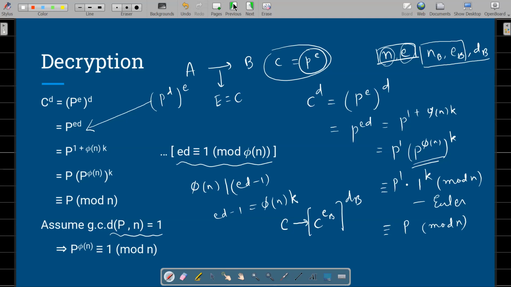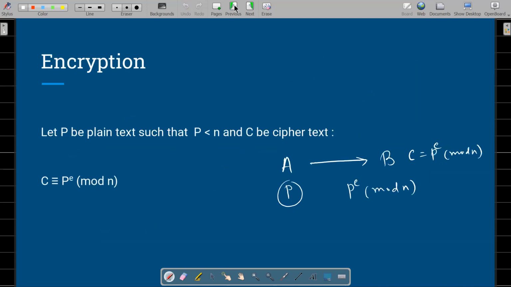See, what A is doing is P raised to E modulo N, and this E and N will be those which are announced by B. So these are made public. So this is E_B and N_B. They are made public by B, so they are known to everyone. And for this, D_B is known only to B, so nobody else can decrypt it.